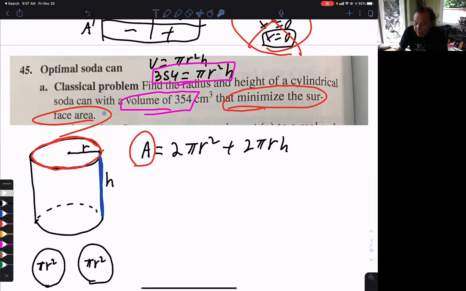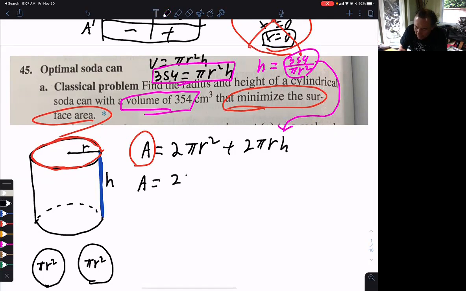Do I want to solve for the h or solve for the r? I think all of you can see it's easier to solve for h, right? If we solve for r, we have to square root. So if we solve for h, we get 354 divided by pi r squared. All I did, divide both sides by pi r squared, and I get that. And I take that value and I plug it in for h.